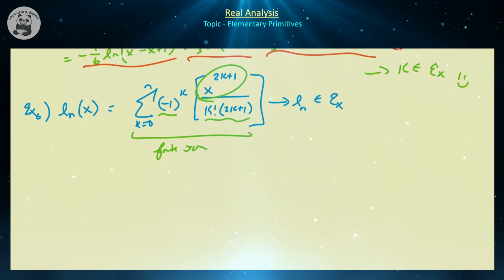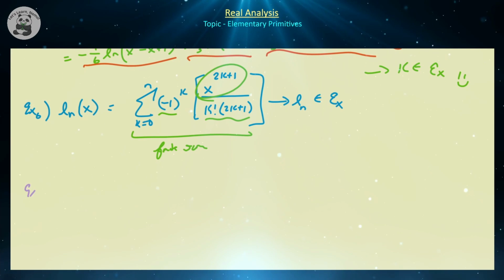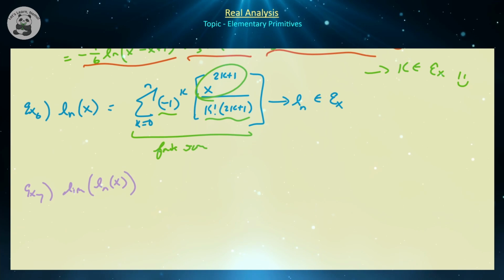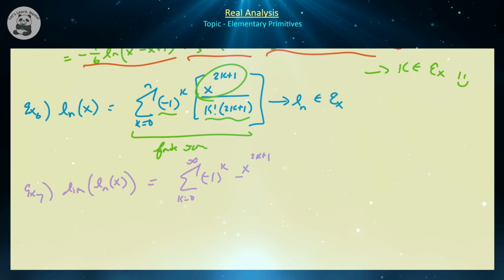Now, here's a fun question. What about its limits? So what about the limits of l_n of x, right? So as n goes to infinity, so that would be the sum from k equals 0 to infinity of negative 1 to the power of k, x to the 2k plus 1, all over k factorial times 2k plus 1. That's an infinite sum, but can it be represented as an elementary function?